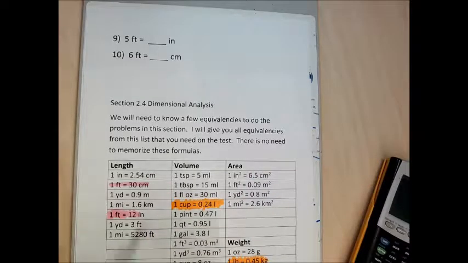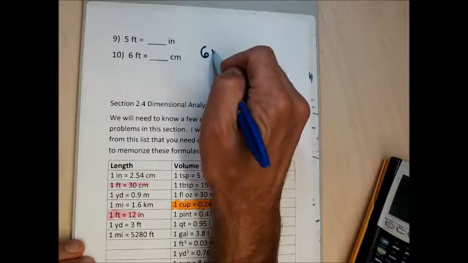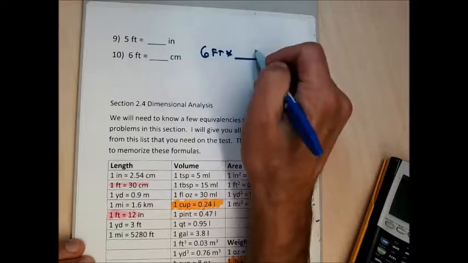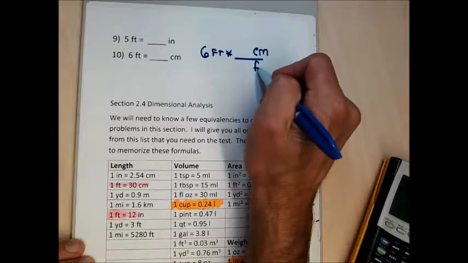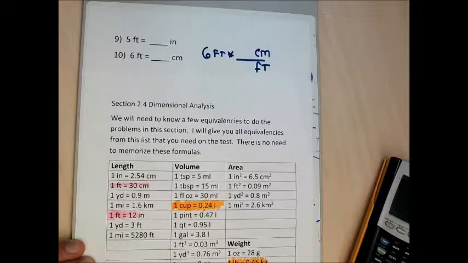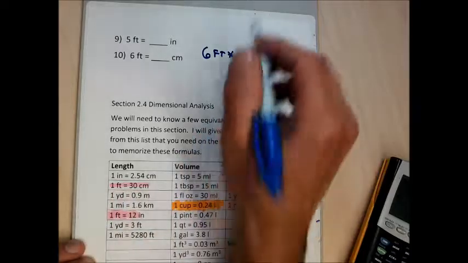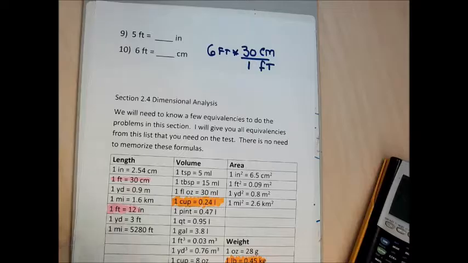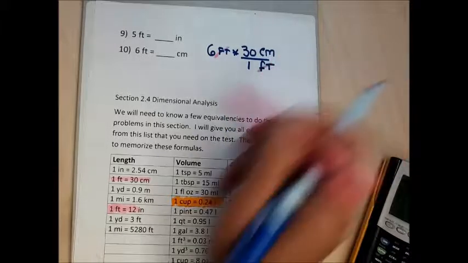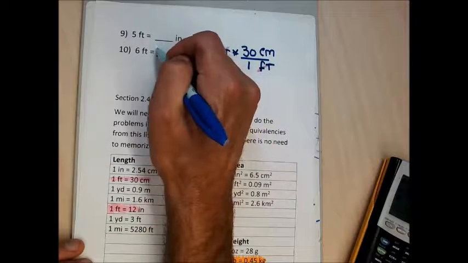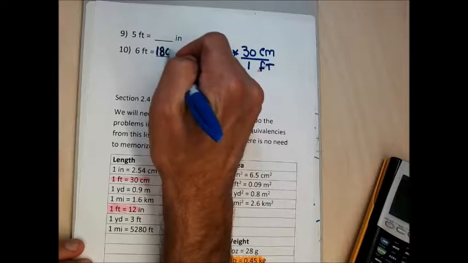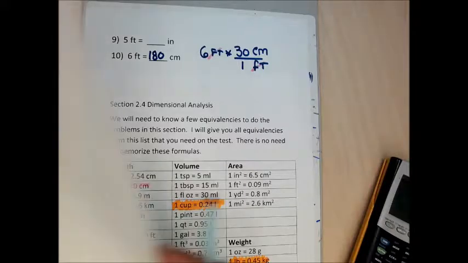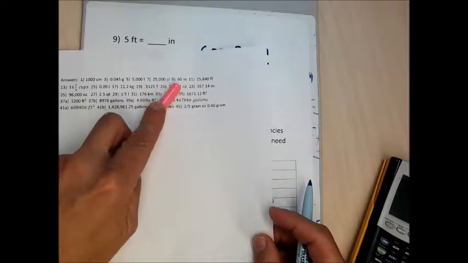So if I was doing number 10, I'm going to start off with 6 feet. I'm going to multiply by a fraction. I want to end up with centimeters, so centimeters goes in the numerator. I want to get rid of feet. Feet goes in the denominator, and I'm going to use that 30 centimeters is equal to 1 foot. The feet are going to cancel. I'm going to multiply the 6 and the 30 and get 180. And my 6 feet is going to be 180 centimeters. When you do your problem 9, you should get 60 inches for your answer.